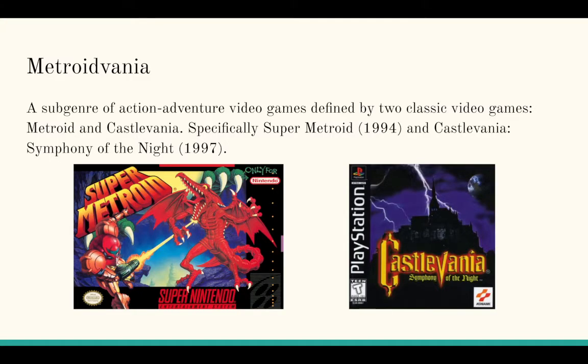So Metroidvania. What is Metroidvania? I imagine many of you do not know what it is. It is a subgenre of action-adventure video game defined by two classic video games, Metroid and Castlevania. Specifically, Super Metroid, which came out in 1997 for the Super Nintendo, and Castlevania Symphony of the Night in 1997 for the PlayStation.